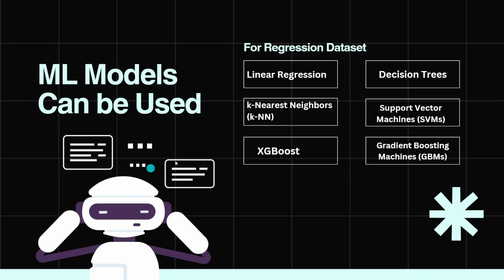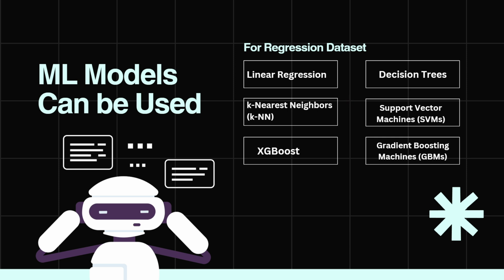Now, here are the ML models that can be used for our data set. As our data set is continuous, because it is mostly predicting the price, we can use all of these models: linear regression, decision tree, KNN, support vector machine, XGBoost, and gradient boosting machines. Here, maybe I'm going to use the XGBoost regressor, and all the other techniques will also work well, but we need to check which one is better for our ML model.